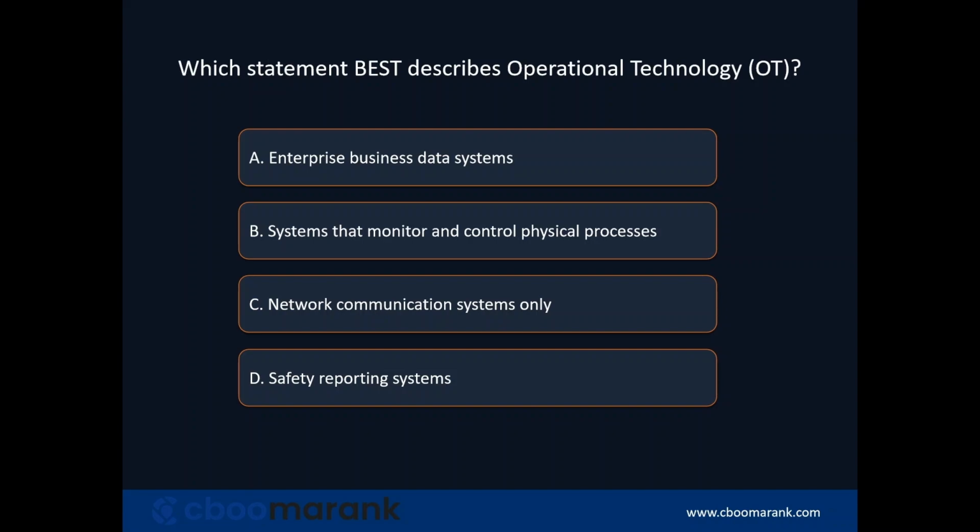The first question says, which statement best describes operational technology or OT? Option A, enterprise business data systems. Option B, systems that monitor and control physical processes. Option C, network communication systems only. Option D, safety reporting systems. Now take a moment and think about what OT actually does in the real world.